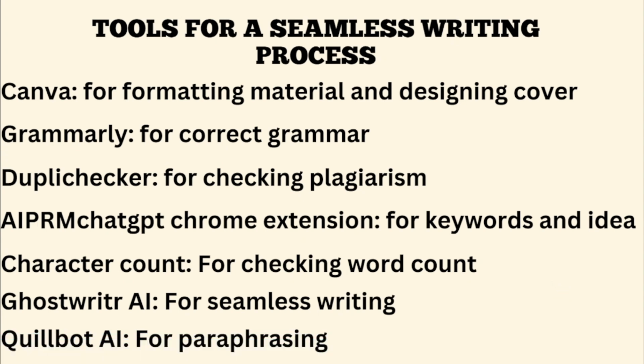We're going to be needing tools that will give us the ability to write seamlessly. For the first tool, we're going to use Canva. So what are we going to use Canva for? We're going to be using it to format the written material, and we're also going to be using it to design our cover. The second one is Grammarly. We're going to use it, obviously, for correct grammar. Then the next one is Duplichecker. We're going to be using it to check for plagiarism, so make sure that our work is original and not copyrighted.